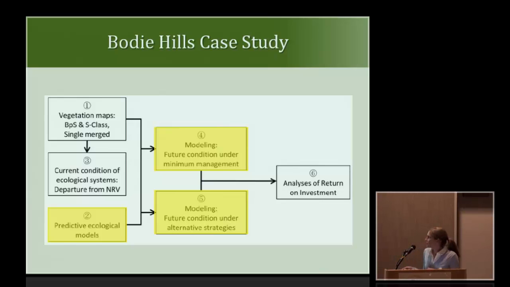And so first they take essentially the reference condition model, then they model a future condition under a no management scenario, and a future condition under various alternative management strategies. And in the end, and I won't talk about this too much, but it's a neat idea, so I'm going to throw it out there. They tie it to a return on investment, so they are looking for where you can get the most bang for your buck in terms of restoring the landscape.